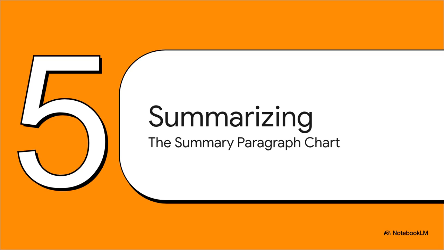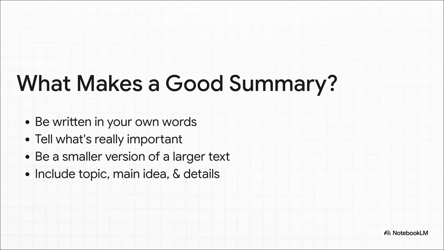And now it's time for our final and, I think, most powerful tool, the summary paragraph chart. We've learned how to break a text down into all its little pieces. Now let's learn how to put it all back together in a clear, concise summary. Here's what people always seem to get wrong about summaries. They aren't just a shorter version of the original text. A great summary is a synthesis. It has to be in your own words, and it has to focus only on the absolute most important stuff: the topic, the main idea, and those key supporting details.